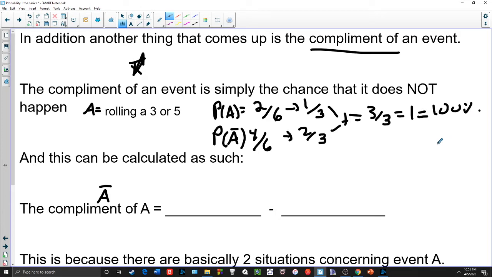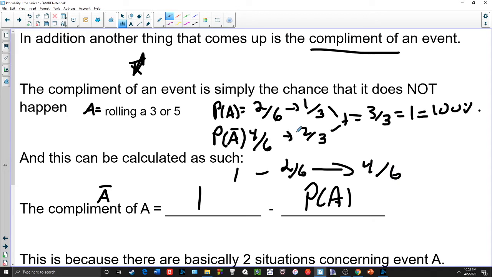Which again makes sense, because if you take the chance that something does not happen and add it to the chance that something does happen, well, that's your entire sample there. One of those things is going to happen. An event is either going to happen or is not going to happen. Like if I say the sun is going to come up tomorrow, well, I'm either going to be right or wrong. The sun's either going to come up or it's not going to come up. There's no middle ground there. So that's where we get this idea of the complement being 1 minus the probability of the original event. So here, if I do 1 minus 2/6, I get 4/6 based on my example up here.